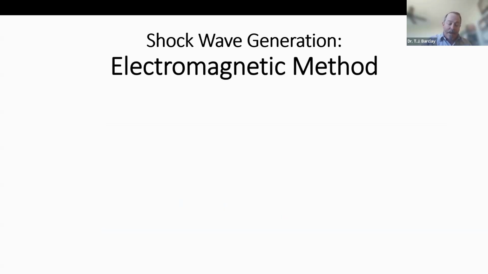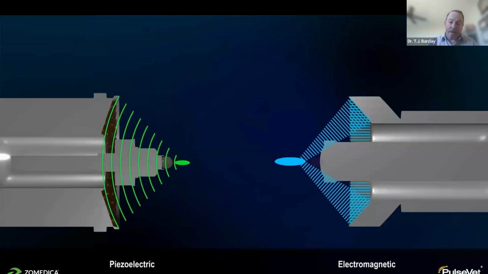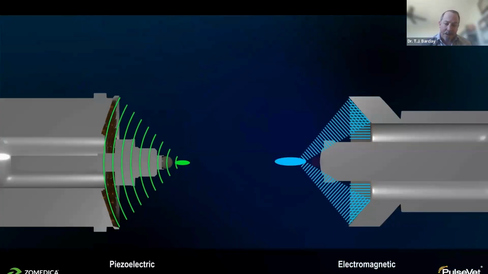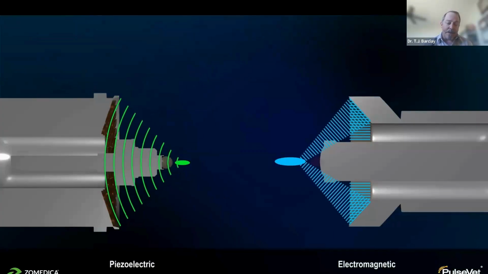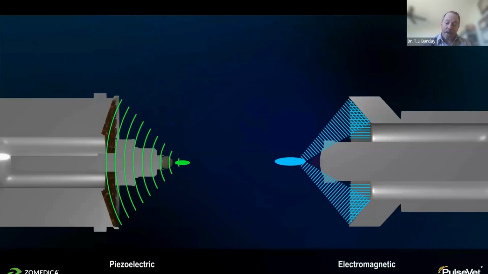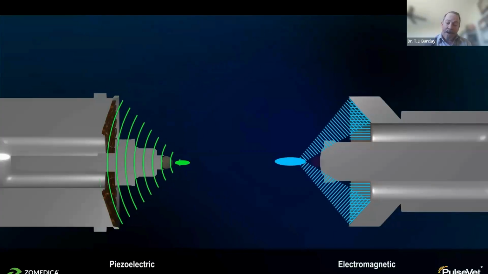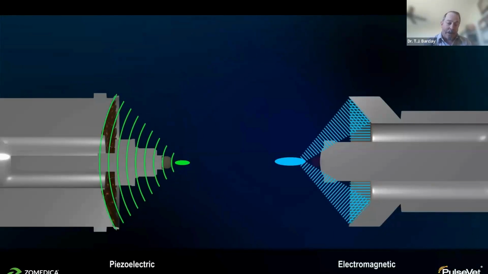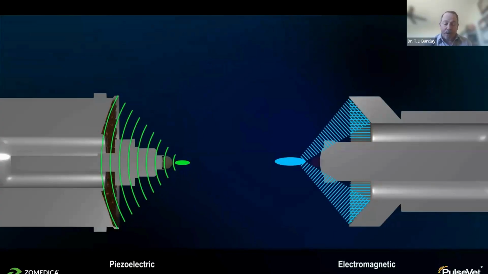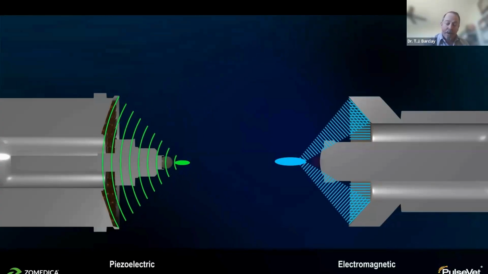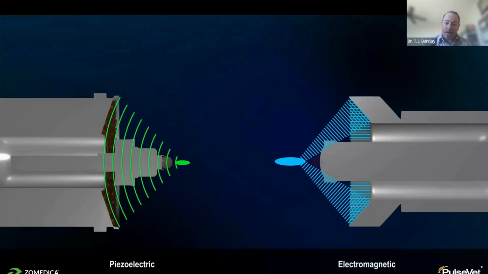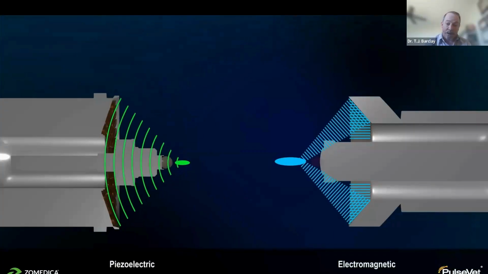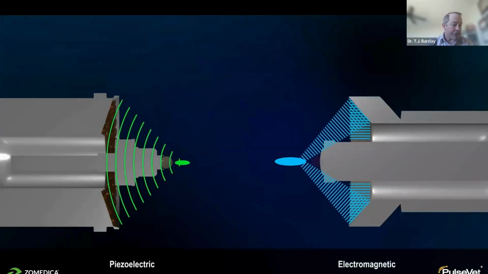And then lastly, we've got the electromagnetic method of generating shock waves, and that's depicted here on the right. These types of generators work similarly to a stereo speaker. So you've got a membrane that vibrates in response to an electrical current, and that generates sound waves. And similar to the piezoelectric method, those are not shock waves when they're generated, but accelerate on their way to the target and become shock waves once they reach that focal zone.